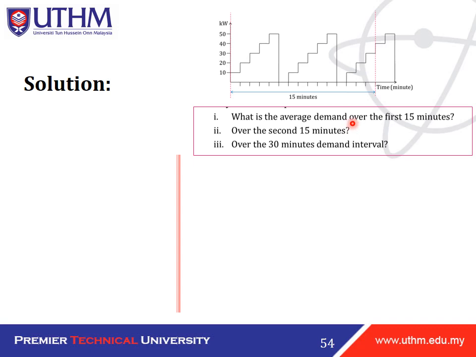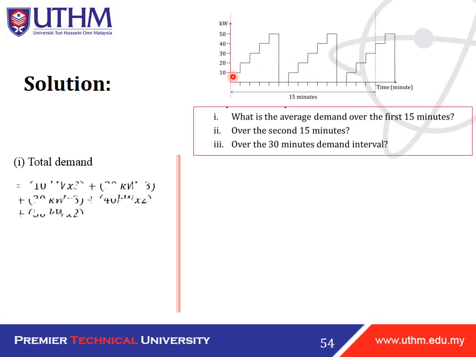Okay, now we can answer the question number 1. What is the average demand over the first 15 minutes? So to calculate the average demand over the first 15 minutes, we need to know the total demand. So the total demand can be calculated by calculating the area under the graph here. So from the graph, we have 10 kilowatt hours 3 times, and then 20 kilowatt hour and also 30 kilowatt hour we have 3 times under the area under the graph. Only 2 times for 40 kilowatt hour and 50 kilowatt hours, so that we can calculate the total demand by 10 kilowatt hour times 3 plus 20 kilowatt hour times 3 plus 30 kilowatt hour times 3 plus 40 kilowatt hour times 2 plus 50 kilowatt hour times 2.